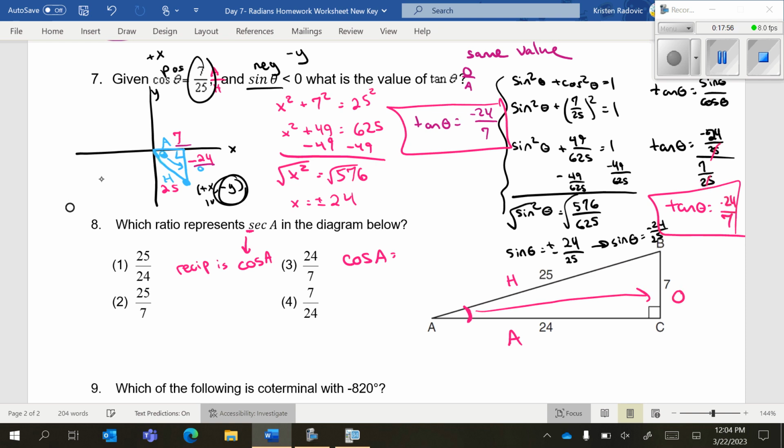That would be 7. With SOHCAHTOA, you know that cosine is adjacent over hypotenuse. Your adjacent is 24, your hypotenuse is 25. Which means if you want to find secant, you do the reciprocal and you're going to flip it. So if we flip it, we get 25 over 24.